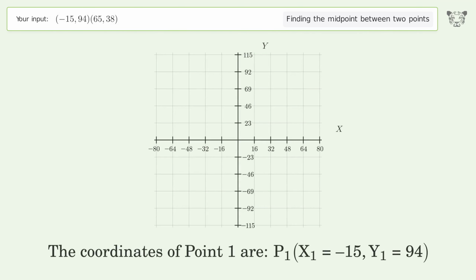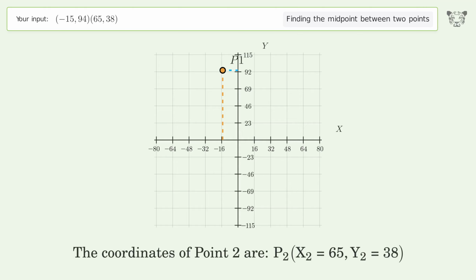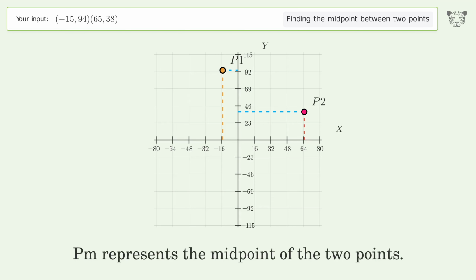The coordinates of point 1 are, x1 equals -15, y1 equals 94. The coordinates of point 2 are, x2 equals 65, y2 equals 38. PM represents the midpoint of the 2 points.